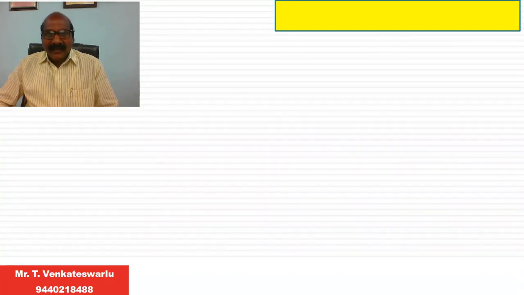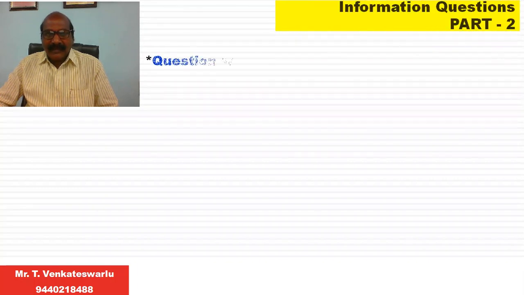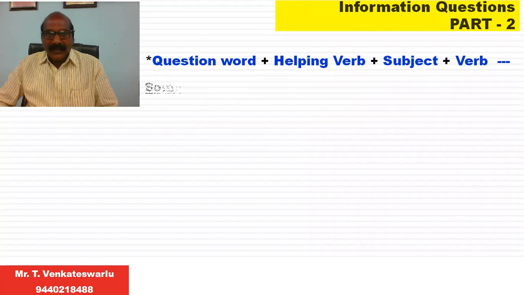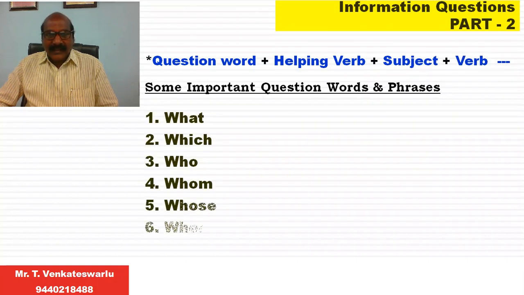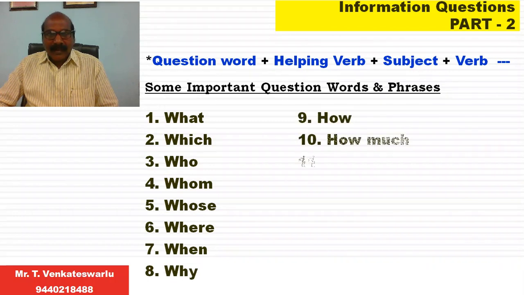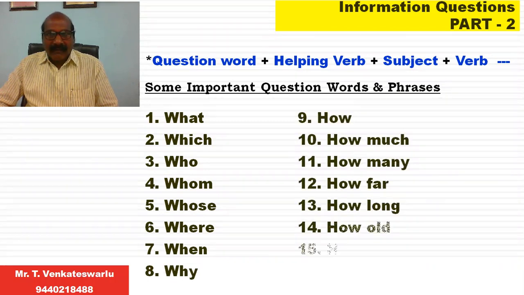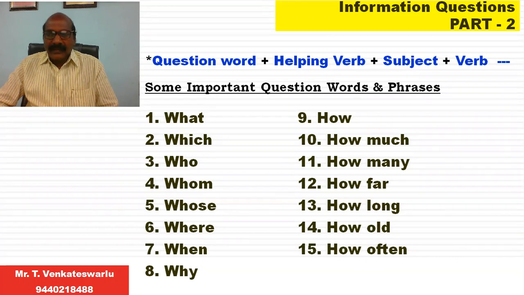Today we are going to learn about the formation of information questions under part 2. As you learned earlier, the basic formula involved for framing an information question is, first you have to use the question word, and it is followed by the helping verb, subject, verb, etc.